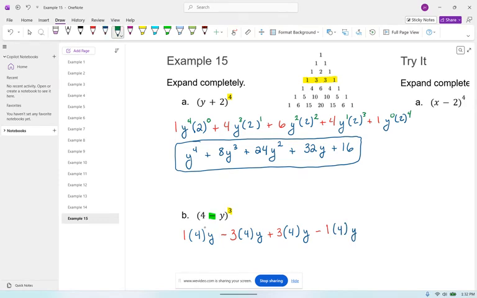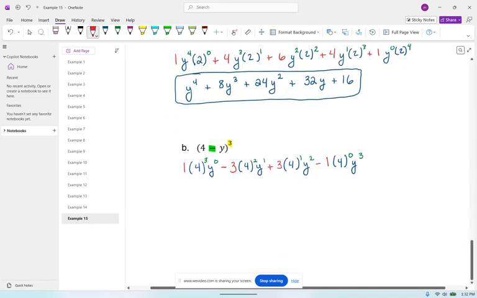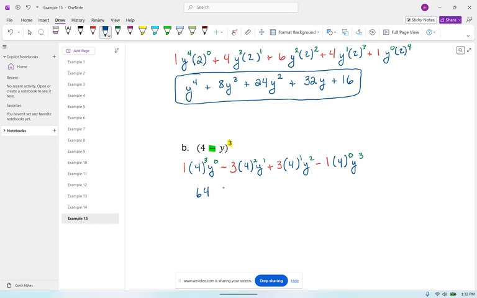We're going to start with the 4. We'll start high and go low. So 3, 2, 1, 0. And then onto our y, we'll start low and go high. So 0, 1, 2, 3. Let's go ahead and simplify this. So 4 to the third. 4 times 4 times 4 is 64. And we have a 1 and a y to the 0, so we won't include those.